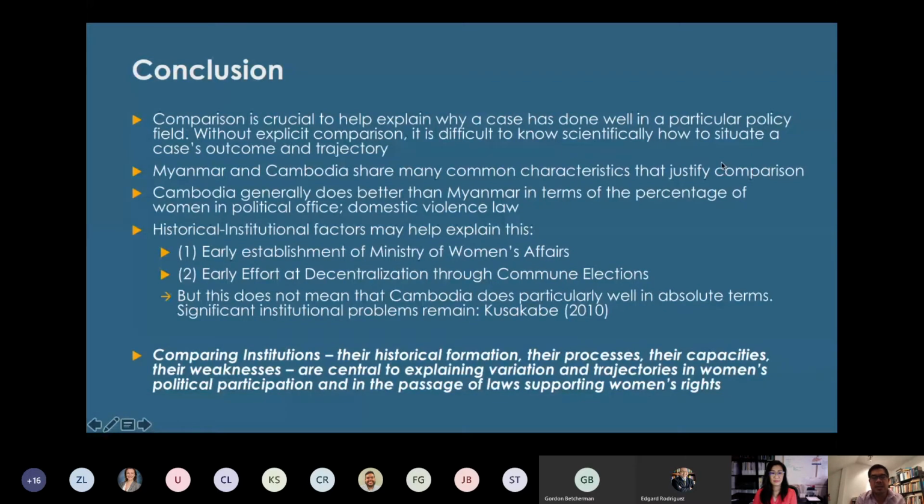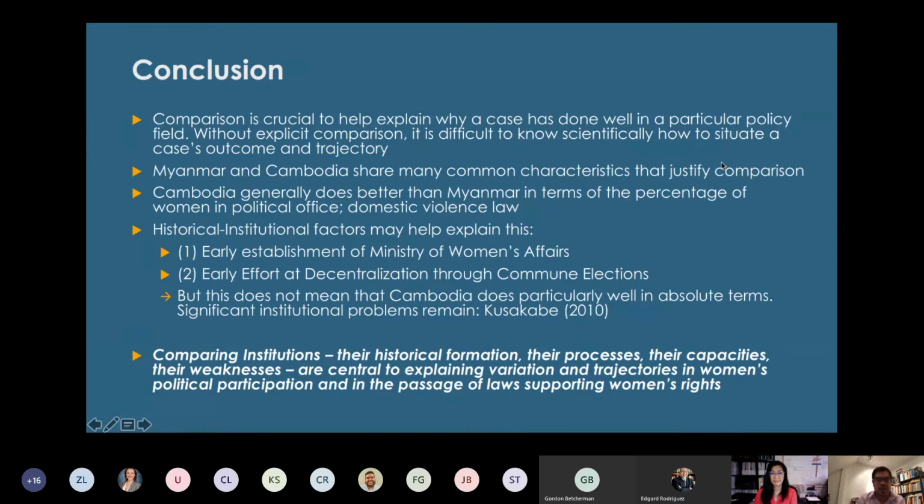There are also significant institutional problems that remain, including the Ministry of Women's Affairs. Cambodia does better than Myanmar on the two issues I've raised today, but in absolute terms, there is significant room for improvement. Kyoko Kusakabe notes in an article in Gender and Development in 2010 the problems of local implementation of the Ministry of Women's Affairs. So relative to Myanmar, Cambodia does better, but in absolute terms, still significant progress to be made.